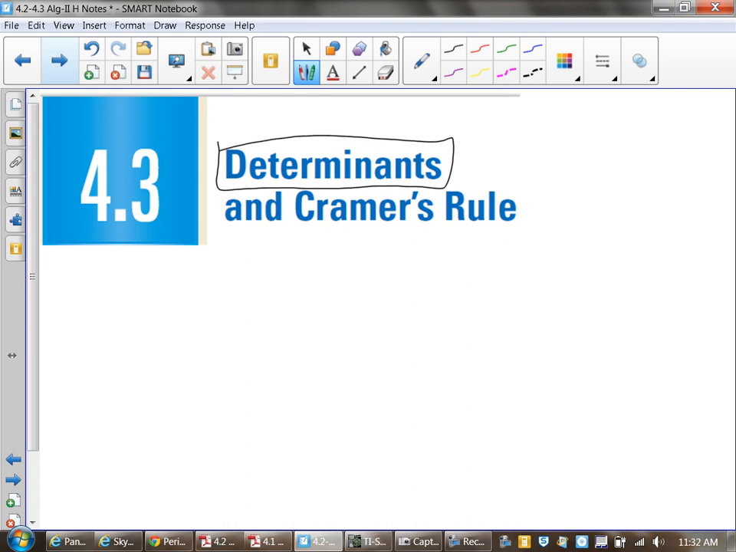A determinant is used when we are working with generally square matrices.